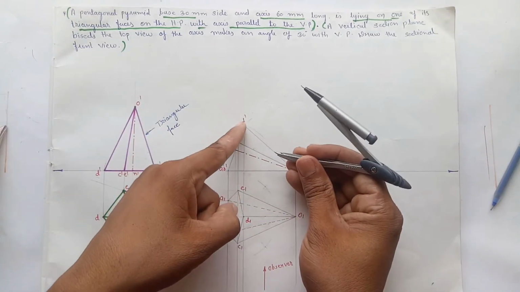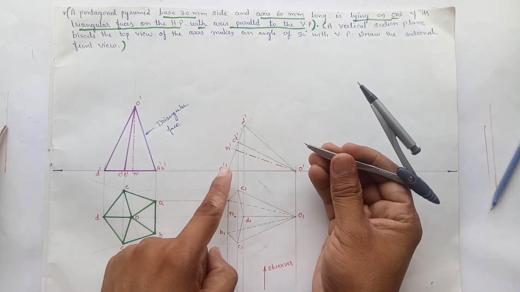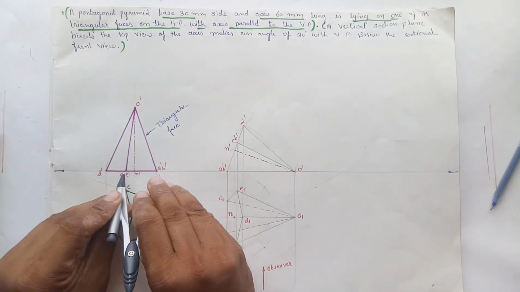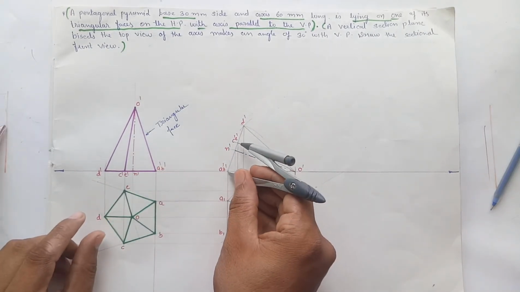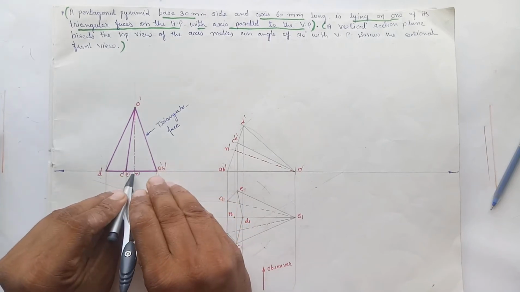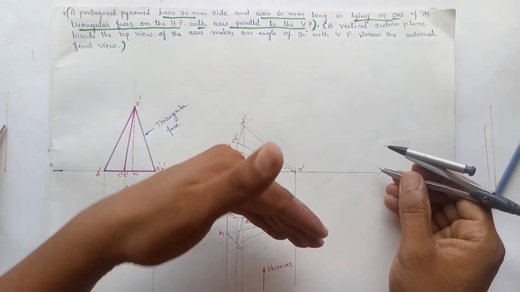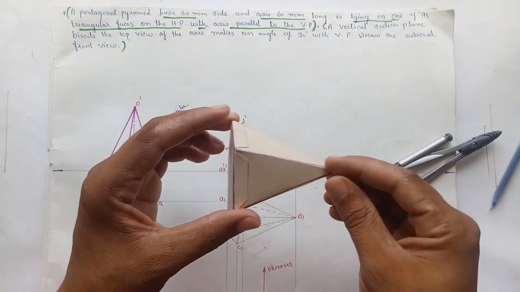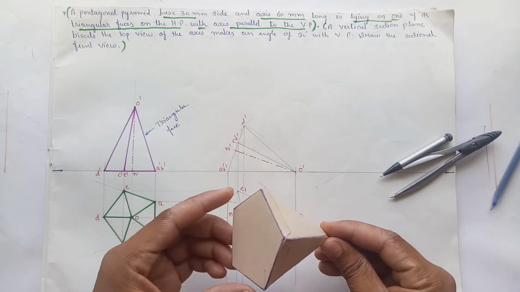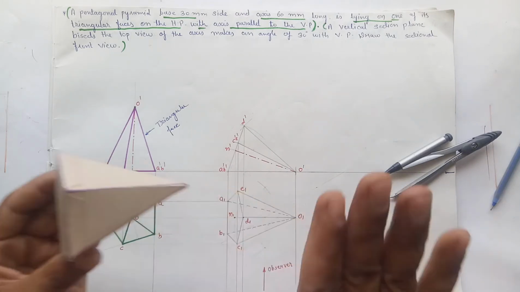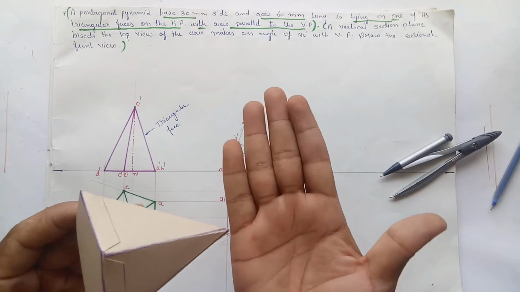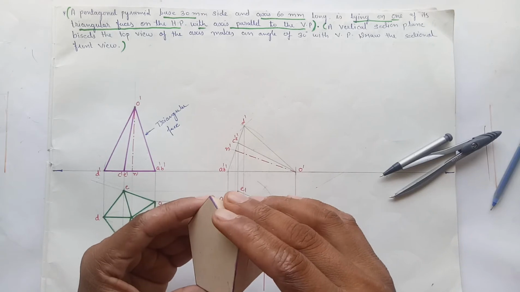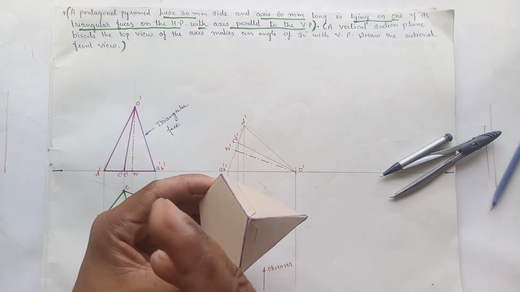Then after, join these points: O dash to A dash B dash, A dash to D dash, and then this will be the base. Mark C dash E dash on the base, and the axis. So now we have shown the condition of the triangular face lying on HP, and if the triangular face is on HP, we can see that the points of the base are rotated. So in the top view the base is going to be visible.